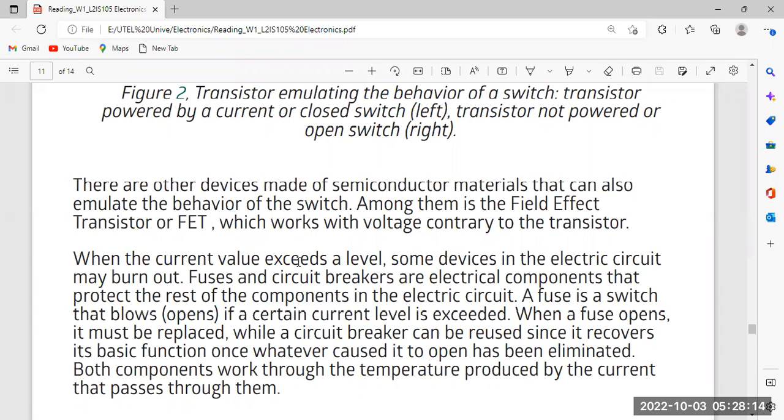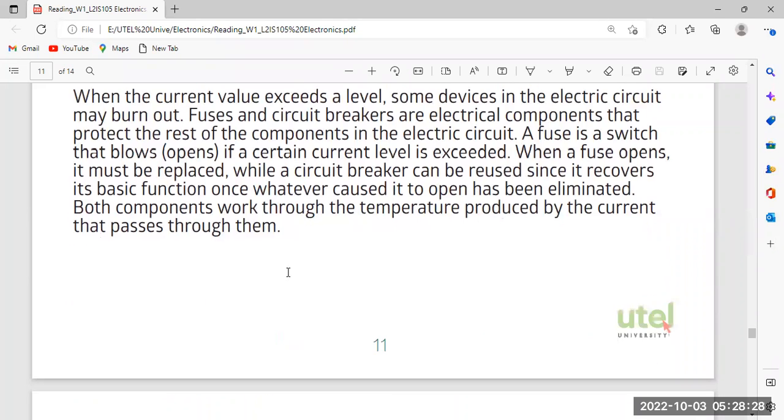For example, our LEDs or any electric machine or any air conditioner are saved from wearing out or burning out because of this fuse or circuit breaker.